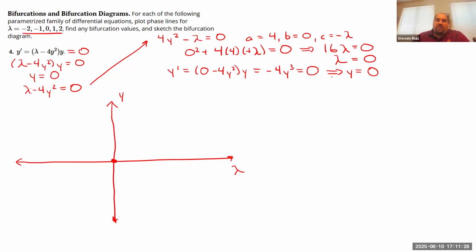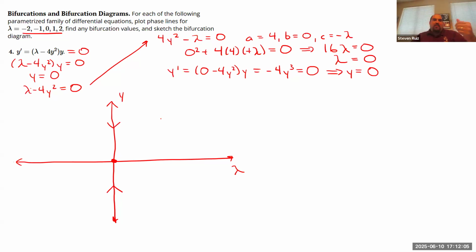So let's figure out what's happening everywhere else. Essentially, I just need to choose a negative value of y and a positive value of y. If I cube a negative value, I get a negative value, but then when I multiply it by -4, it becomes positive. If I cube a positive number, I get something positive, but then when I multiply it by -4, I get something negative. So I believe my phase line for this value of the parameter looks like this. I have a sink at y equals 0.